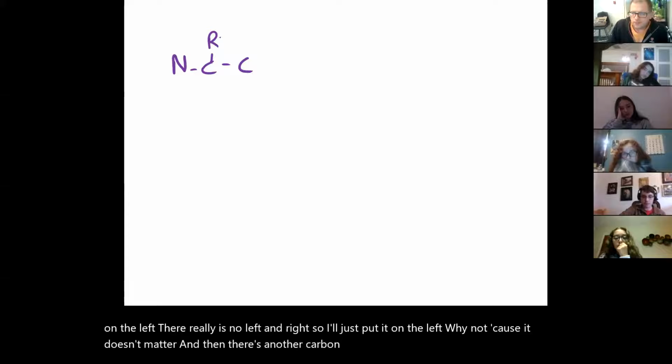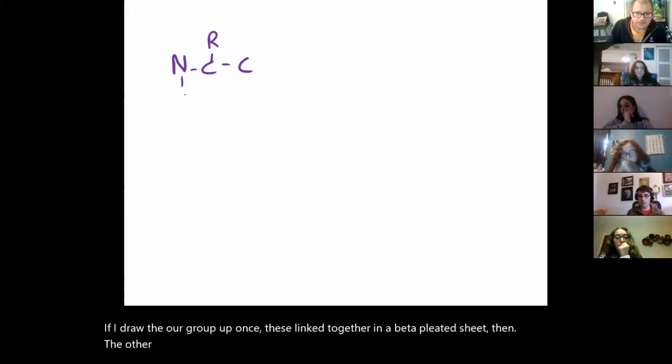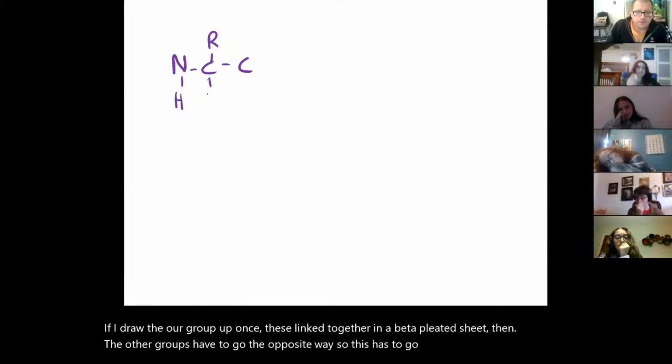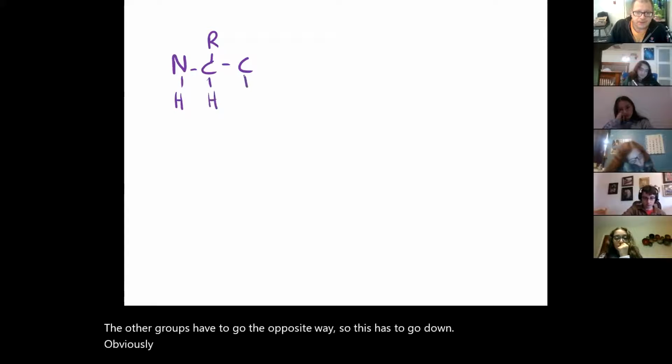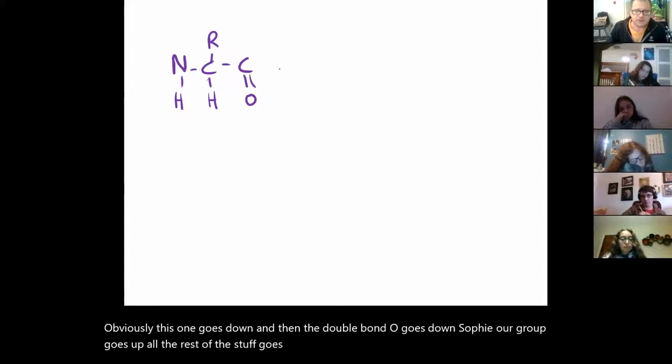If I draw the R group up, once these link together in a beta pleated sheet, then the other groups have to go the opposite way. So this has to go down. Obviously, this one goes down. And then the double bond O goes down. So if the R group goes up, all the rest of the stuff goes down. If the R group goes down, all the rest of the stuff goes up.